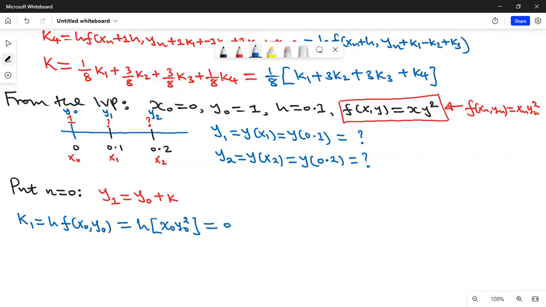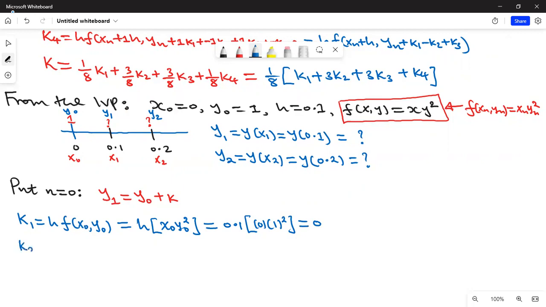Our h is 0.1 into our x naught, that was 0, y naught is 1, you need to square this, and the result will be 0. That's our k1. Let's proceed to find k2.